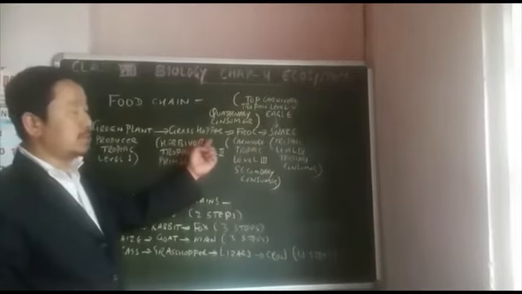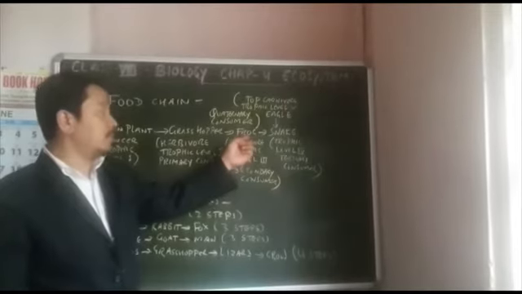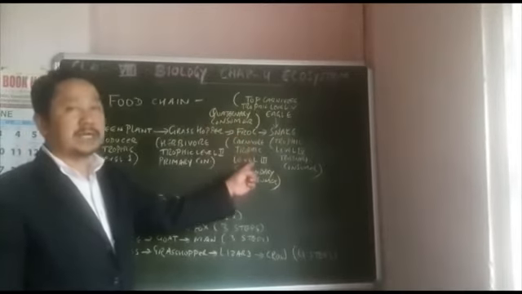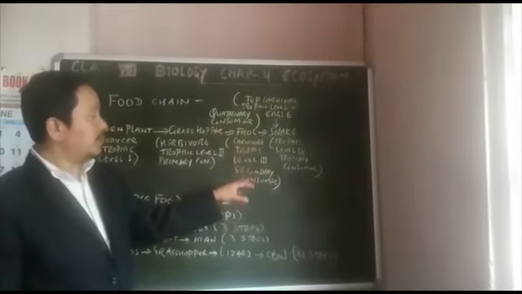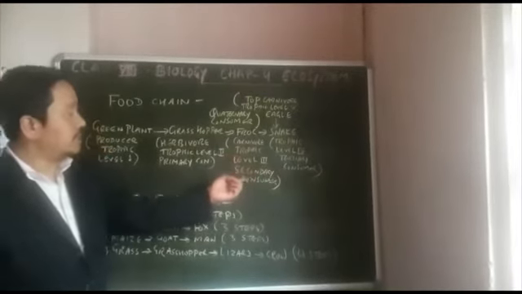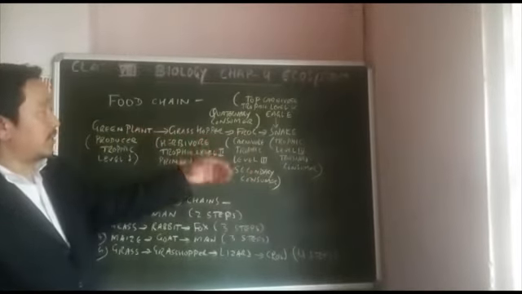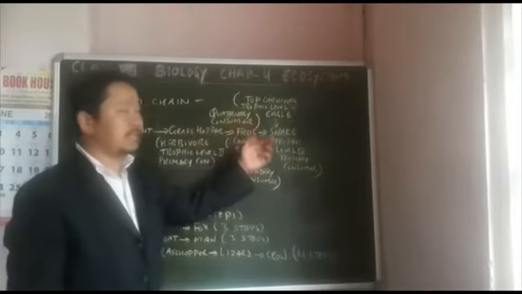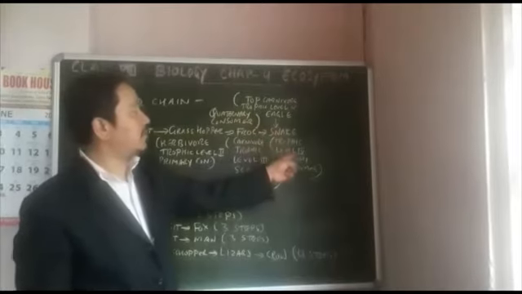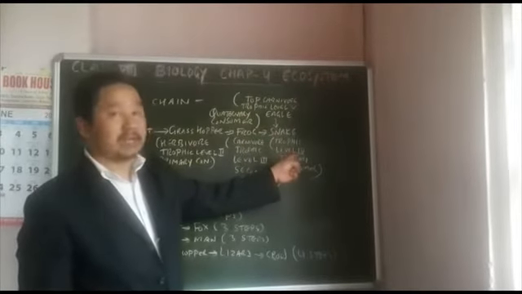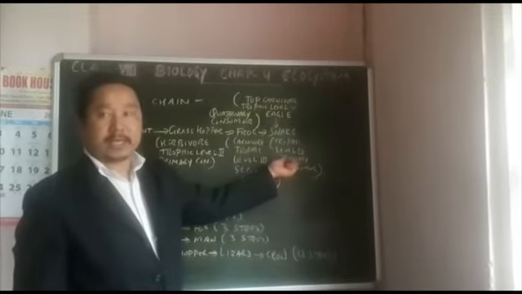Then grasshopper is being eaten up by frog, which is a carnivore and makes trophic level 3. What is that? Trophic level 3. So frog is also termed as secondary consumer of this ecosystem. Then frog is being eaten up by snake, making trophic level 4, which is also called tertiary consumer.